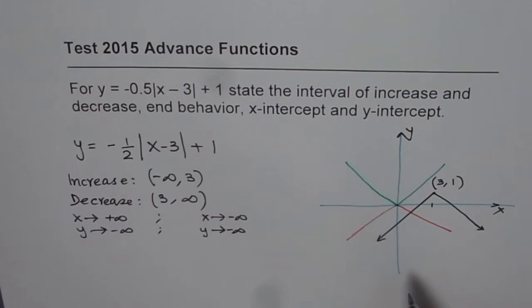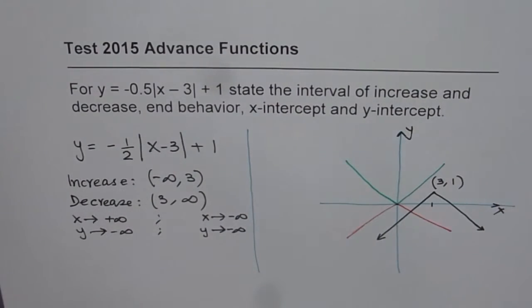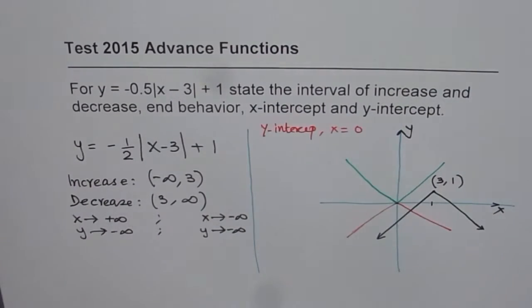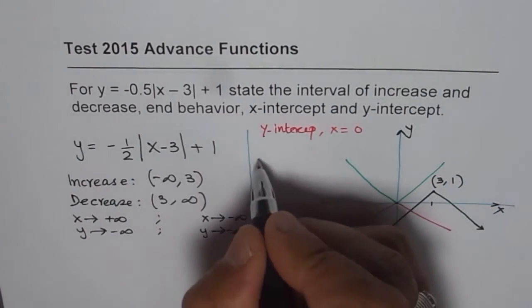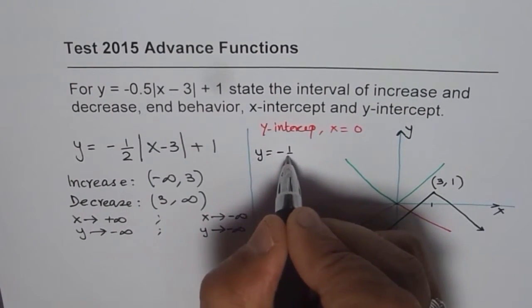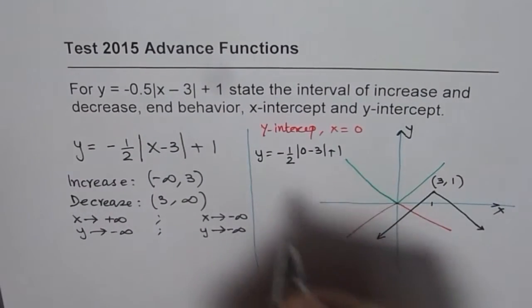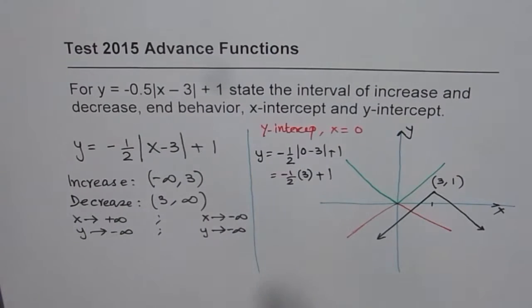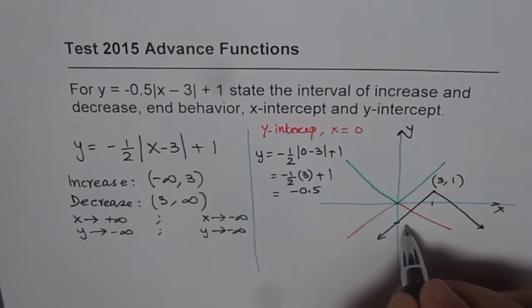X intercepts and the y intercepts. For y intercept, let me do y intercept first. It means x value is 0, right? So we can calculate the value of y when x is 0. So let's substitute x as 0 here. So we get y equals to minus half of, if x is 0, absolute value of 0 minus 3, plus 1 first, right? So in that case we get minus half of 3 plus 1, correct? That means minus 1.5, correct? Minus 1.5 plus 1 is minus 0.5. So y-intercept for us here is minus 0.5.